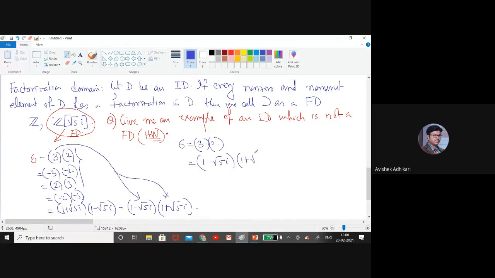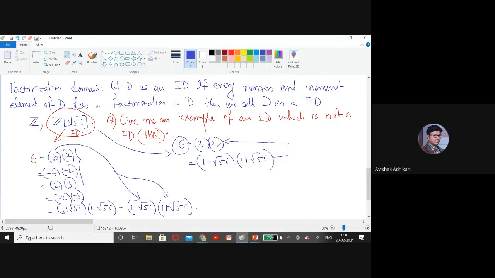Say 1 plus root 5i. So these two are not associate forms. So at least two factorizations of 6 in Z root 5i. That means the factorization form is not unique.